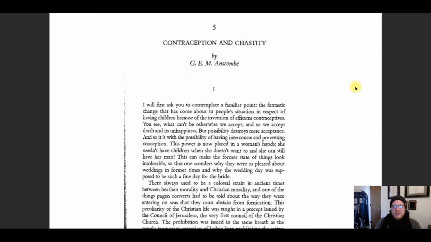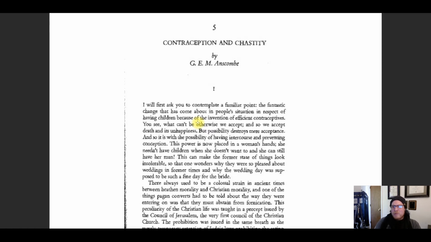So let's get right into it. She says, "I will first ask you to contemplate a familiar point, the fantastic change that has come about in people's situation in respect of having children because of the invention of efficient contraceptives. You see, what can't be otherwise we accept, and so we accept death and its unhappiness. But possibility destroys mere acceptance, and so it is with the possibility of having intercourse and preventing conception."